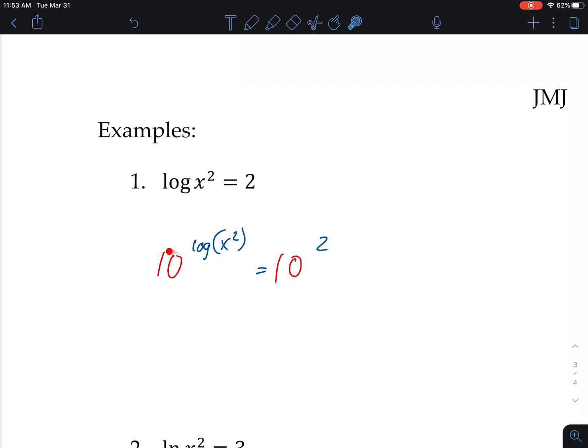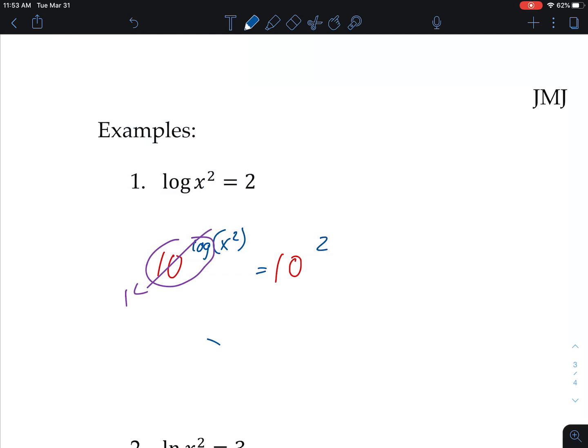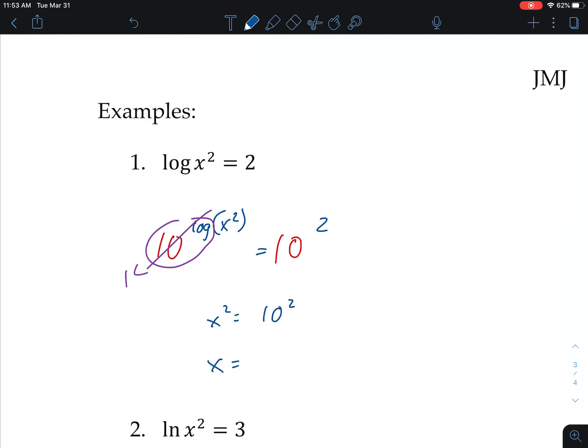I choose this 10 because this log's base is 10. I know that these two right here are going to become 1, which means I get x squared is equal to 10 squared. So clearly we can see x is equal to 10.